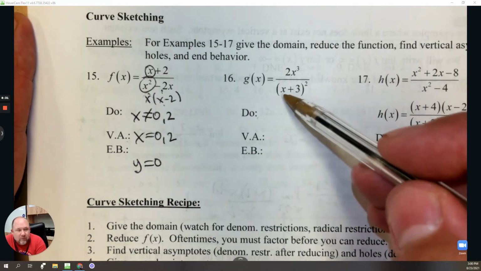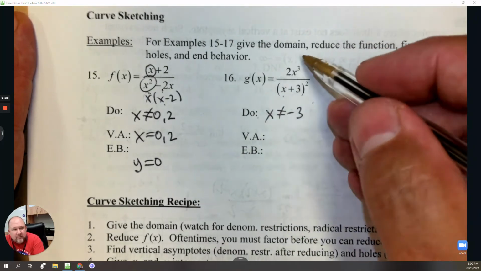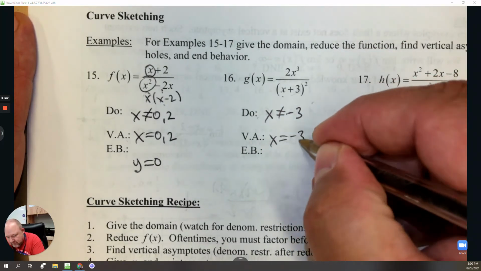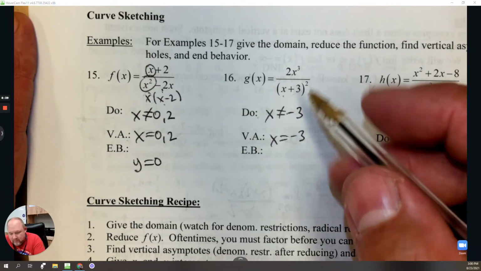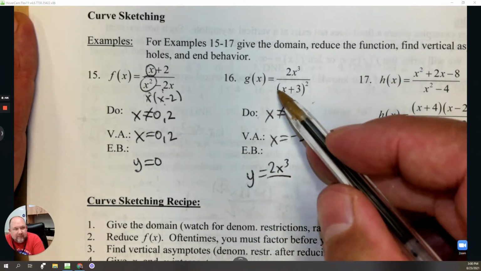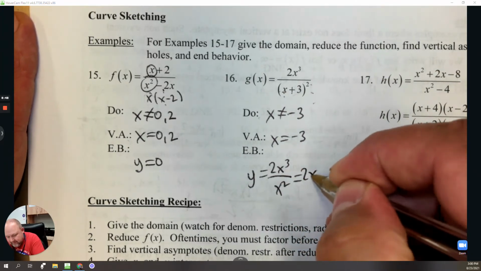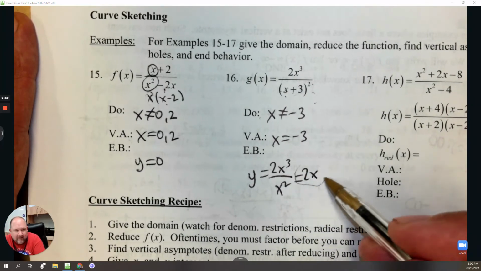The domain here, what's the restriction? X cannot equal negative 3. It's not removable, so that is a vertical asymptote. And the end behavior here, we have 2x cubed, and on the bottom, if we multiply it, it's x squared. And then if I simplify it, the end behavior is going to act like 2x.